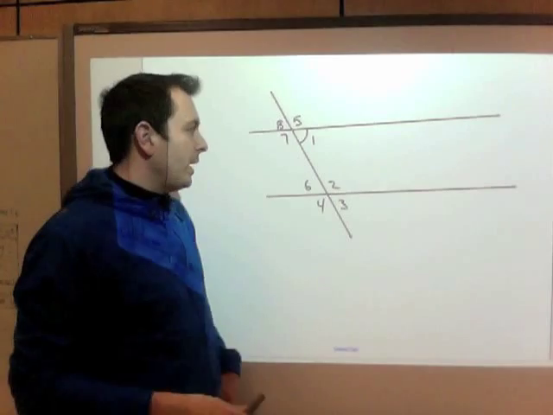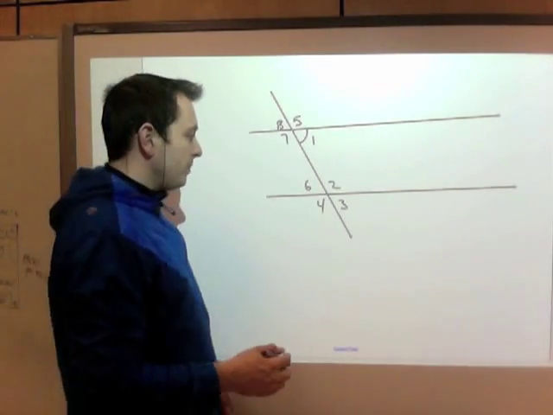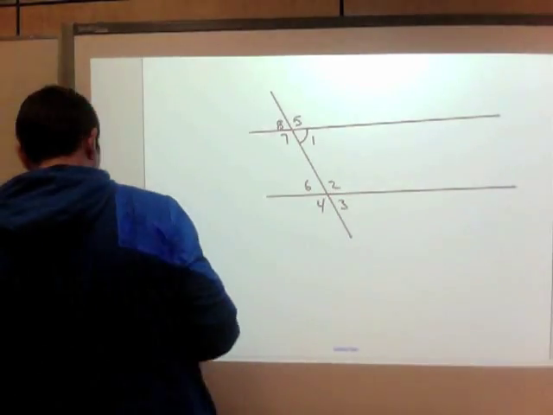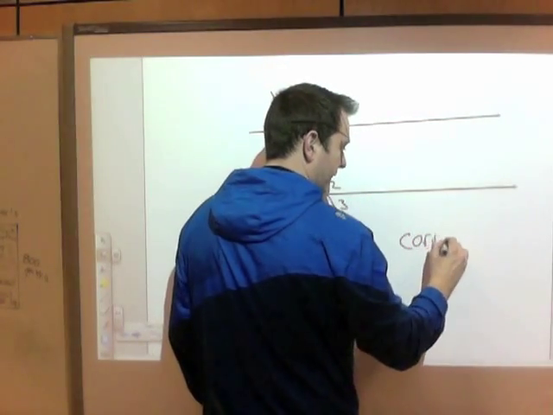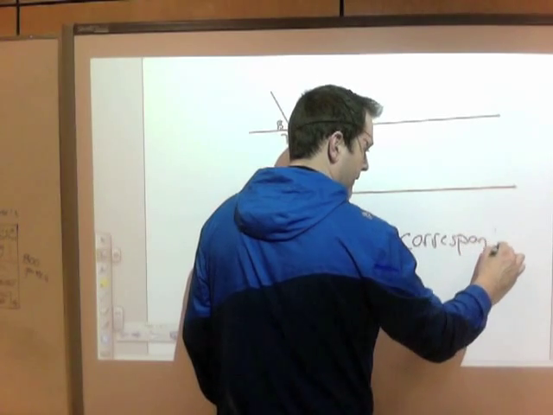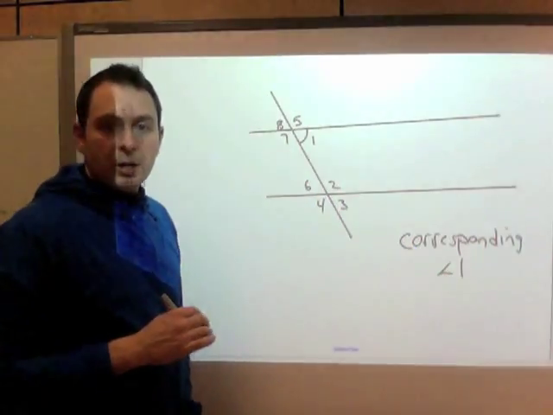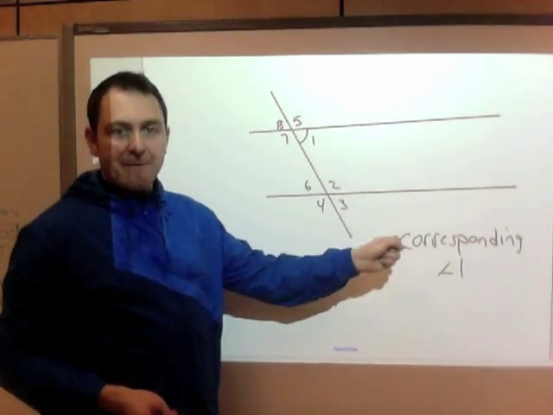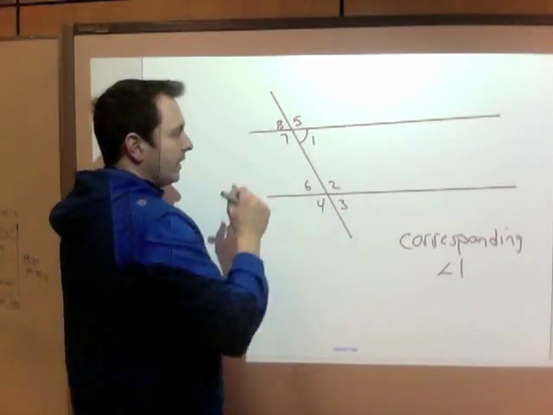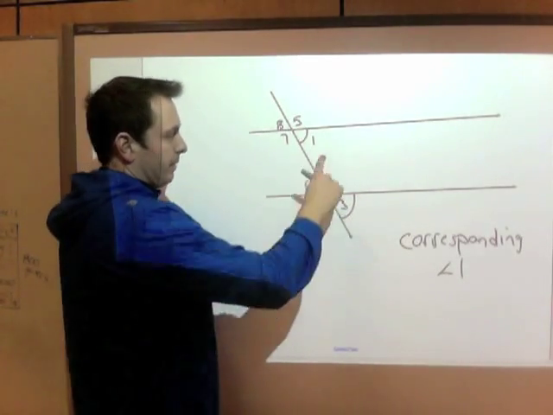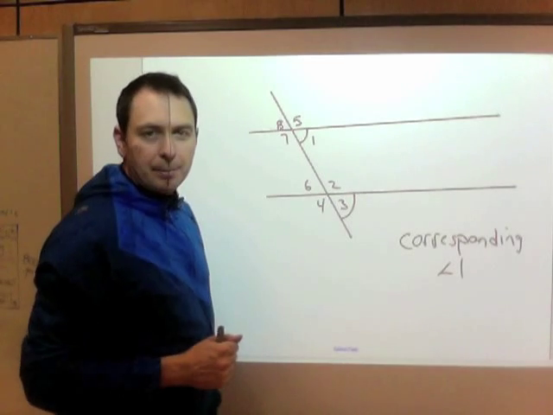You need to understand what is corresponding. So what would be corresponding to angle 1? Corresponding are our F angles. So corresponding to 1 would be 3, because here is our capital F.